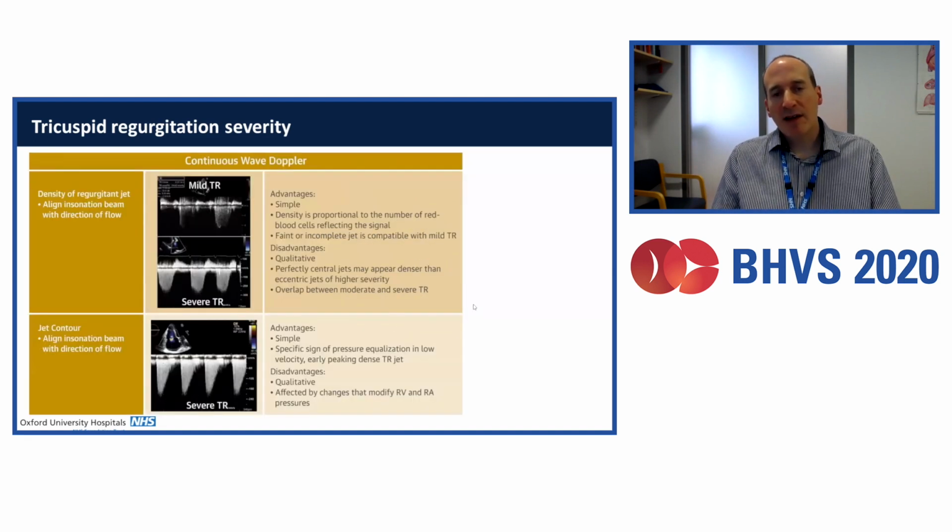And remember to critically evaluate the continuous wave Doppler envelope. The density, again, reflects the stroke volume of that regurgitant lesion, and the shape is a good clue. We all know that with severe TR, you typically get this early peaking triangular shaped jet compared to a more rounded symmetrical jet in less severe TR.